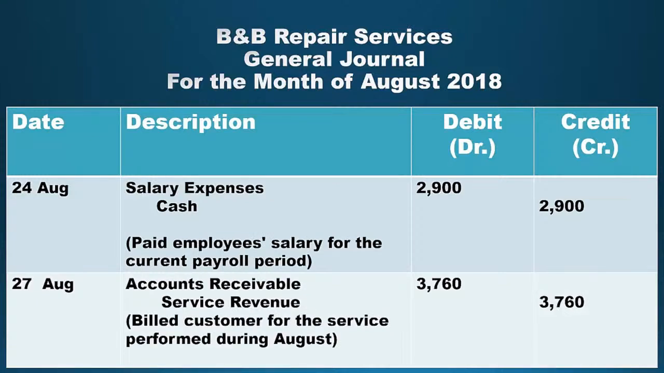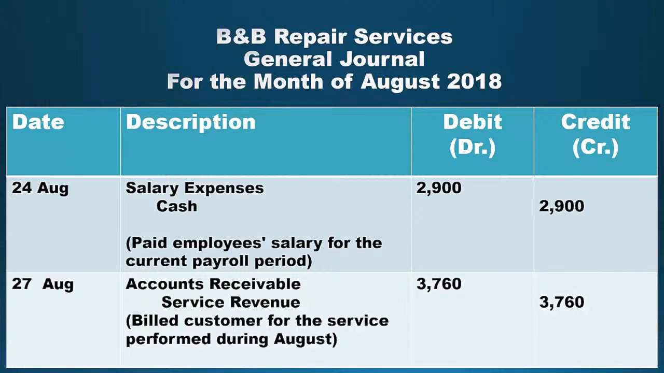August 24th, paying employee salaries. Step 1. What happened? The company paid $2,900 in salaries to its employees for the current payroll period. Step 2. Which accounts are affected? Salaries expense increases because this represents the cost of paying employees for their labor. Cash decreases because the company used money to pay the employees.